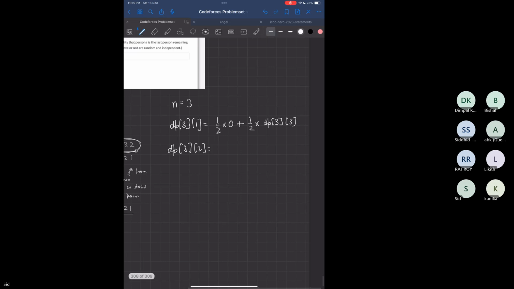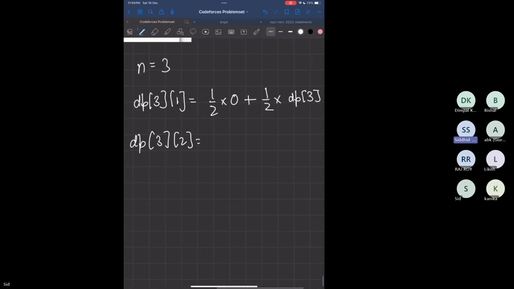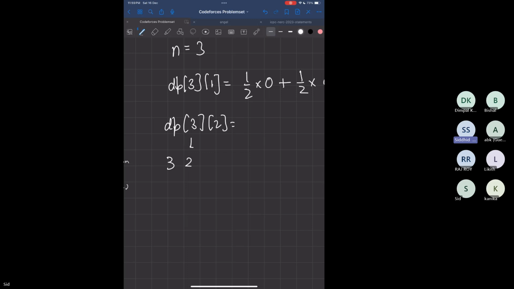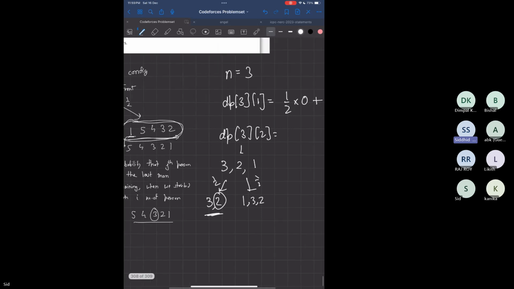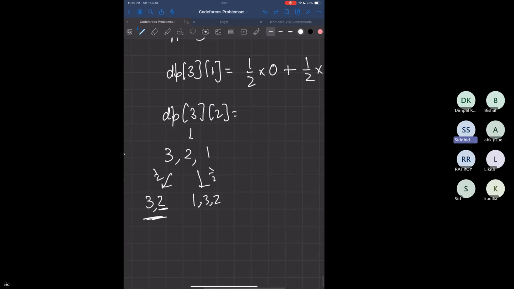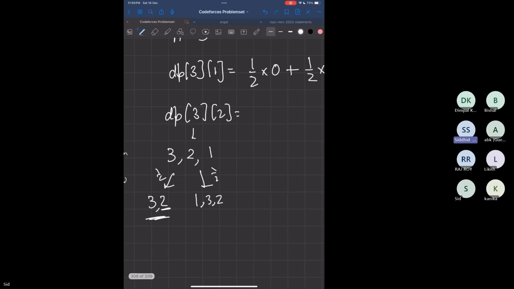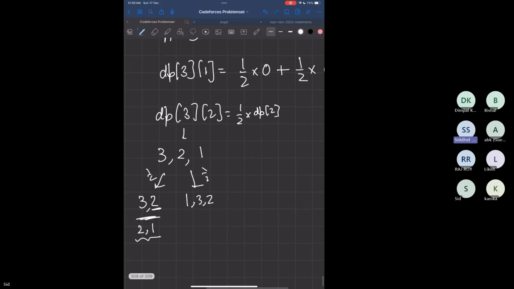Next we move on to dp 3, 2. So there is again two probability. What does it mean? Initially we are at 3, 2, 1. There are two configurations, like 3, 2 or 1, 3, 2. These are two configurations, both equiprobable, half half. So for this, here 2 is there. What is the probability of this 2 remaining at the last? That is half into dp of 2, since there are two elements. So this is equivalent to 2, 1, and it is in the position of 1.